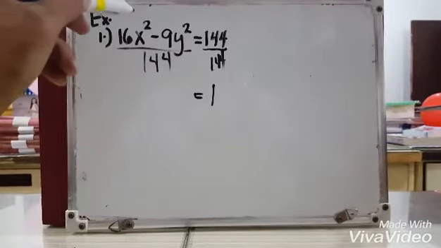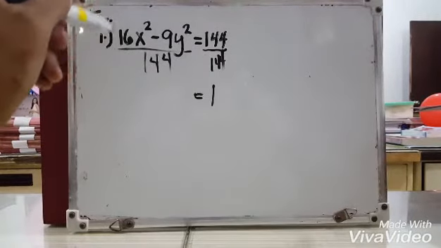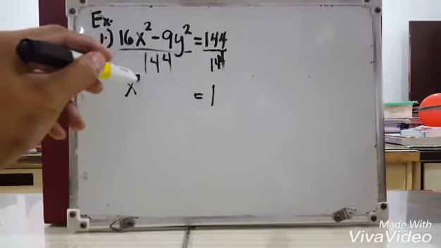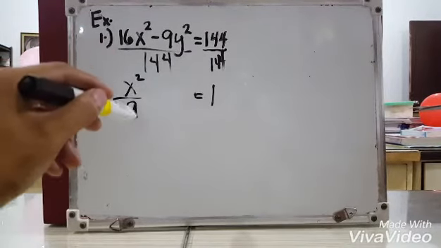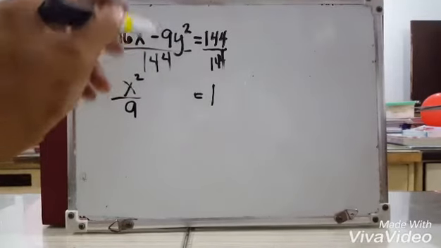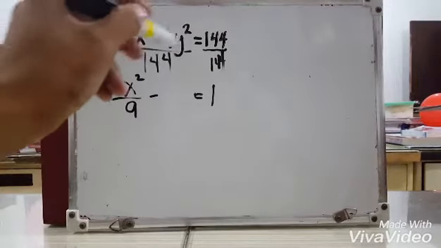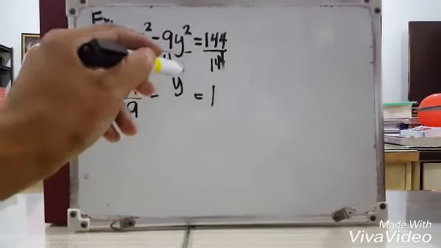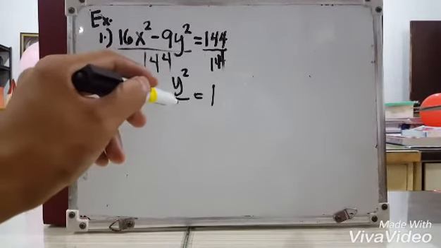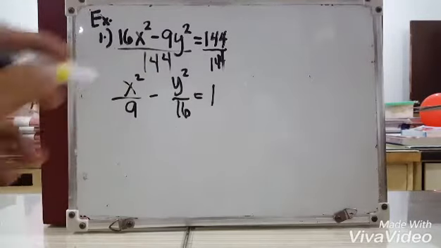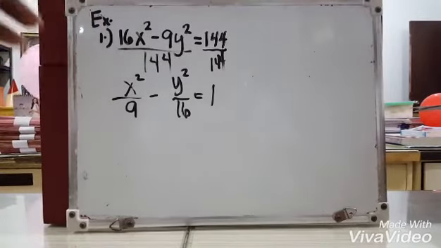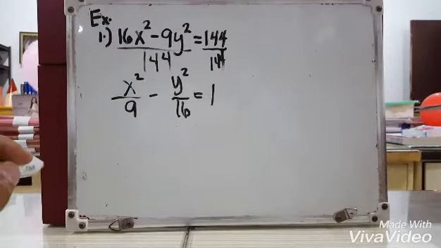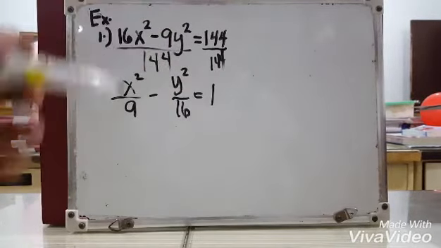For this one, we now have 16x squared divided by 144. It's the same as x squared over 9. And then I have here minus 9y squared over 144, this becomes y squared over 16. So we now have x squared over 9 minus y squared over 16 is equal to 1. This is now the standard equation of our hyperbola.